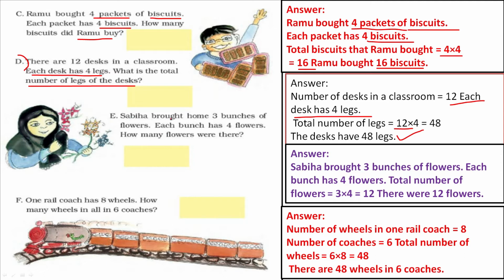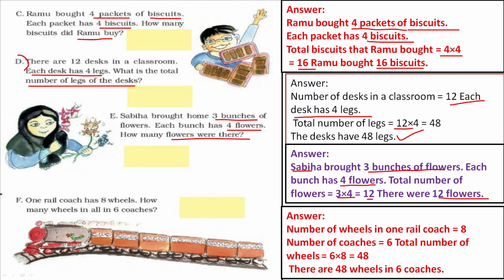Sabiha brought home 3 bunches of flowers. Each bunch has 4 flowers. How many flowers were there? Now let us see. Sabiha bought 3 bunches of flowers. Each bunch has 4 flowers. Total number of flowers, 4 multiplied by 3 is equal to 12. So there were 12 flowers.